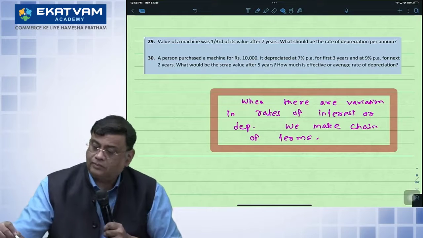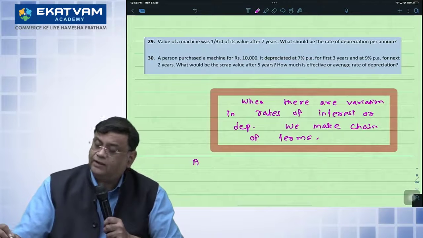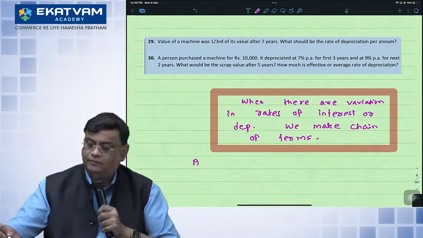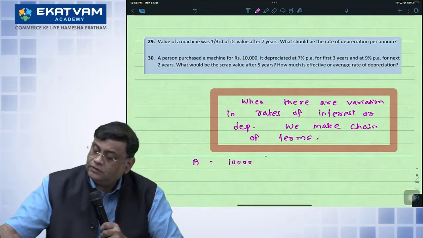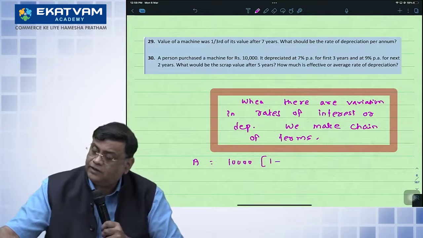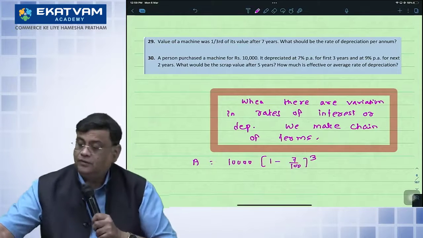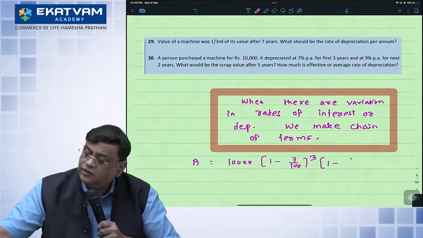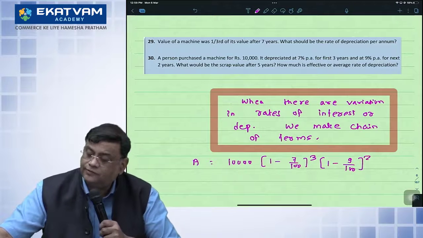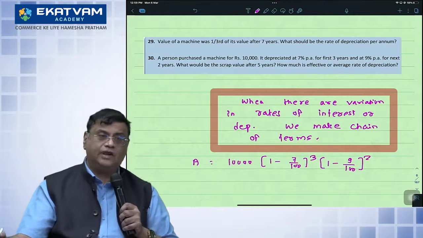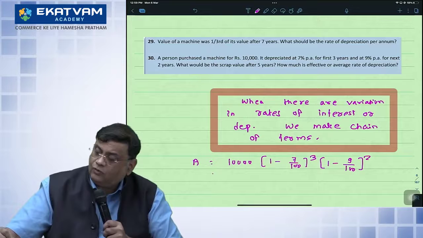Clear? क्या मतलब है इसका? चेन ऑफ टर्म्स का मतलब क्या है? देखो मेरी तरफ. यहां क्या हो रहा है कि you want to find A. That A is equal to P. How much is P? 10,000. Now, in the first case, it will be 1 minus 7% means 7 over 100 that raised to 3. Then it will be multiplied by 1 minus 9%, and 9% means that raised to 2 for how many? 2 years. And they are asking you how much will be the scrap value at the end of the 5th year, after 5 years.